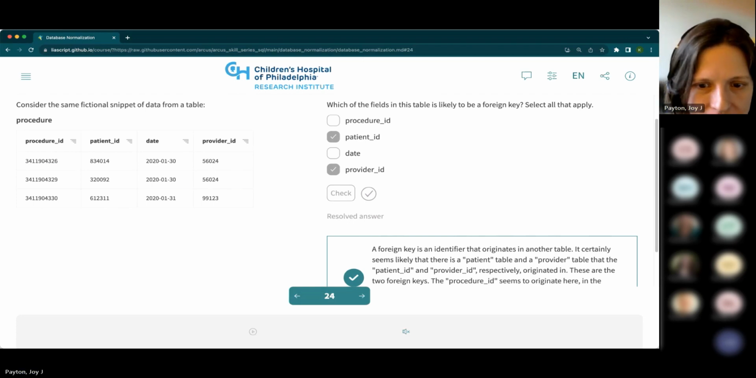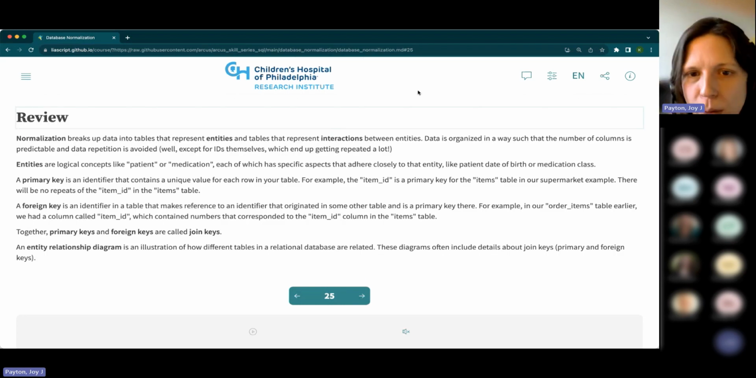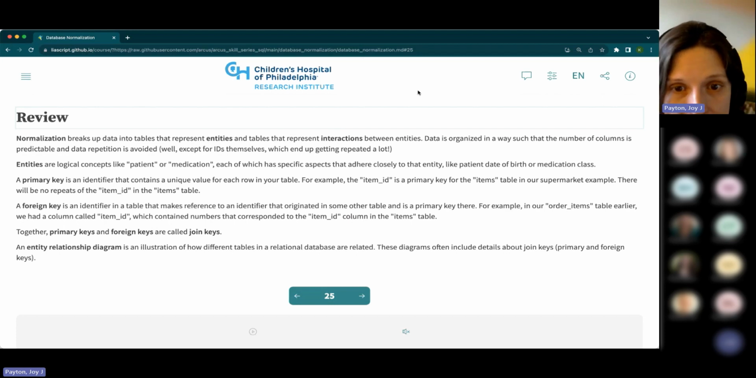All right, fantastic. We've reached the end of our materials here, so let's do a quick review. Normalization breaks up data into tables that represent entities, like patient or medication, and tables that represent interactions between entities. And data is organized in such a way that the number of columns is predictable. We don't have to figure out how many sets of addresses we need to accommodate horizontally. The number of columns is predictable, and data repetition is largely avoided.